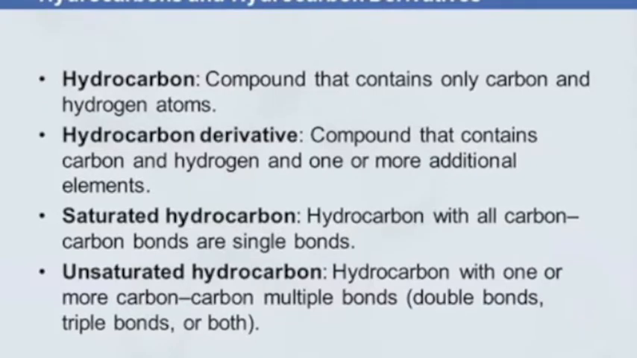As mentioned earlier, a hydrocarbon is a compound that contains only carbon and hydrogen. So what if it's carbon, hydrogen, and something else? Then we call it a hydrocarbon derivative. So it's a hydrocarbon with something else added. These are typically elements like sulfur, oxygen, chlorine, bromine, nitrogen, the other non-metal elements close to carbon in the periodic table.